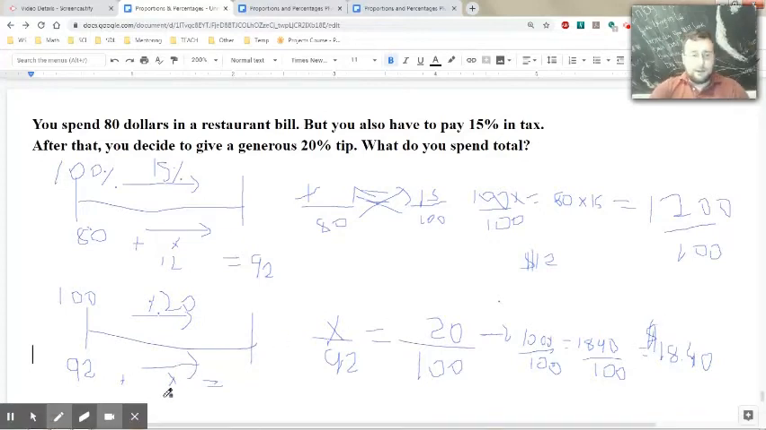But I'm not done yet because I have to add that to my original to figure out what my total is. So if you put that in the calculator, if you need to, and you do 92 plus 18.40, you're going to get $110.40 is what you spent. Which is why if you go to the restaurant with a $100 bill and spend $80, you're not going to be able to give enough tip. So always remember to have enough money left for the waiter when you're deciding what to spend in a restaurant. So that's an example of using tip.